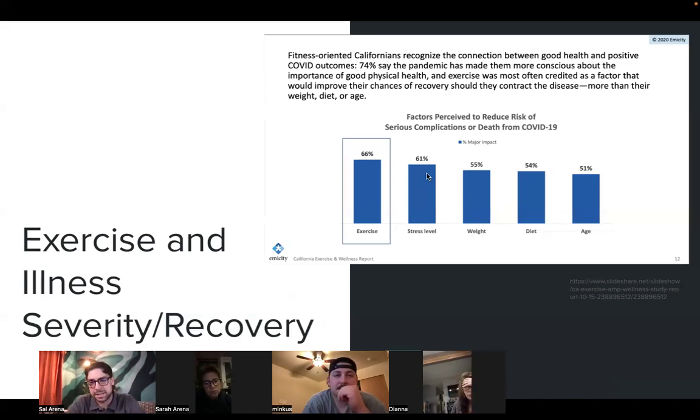And this is actually an infographic from the state of California. And as you can see here, exercise was the greatest percentile for, they say, reducing the risk of serious complications or the severity of your sickness, you could say.